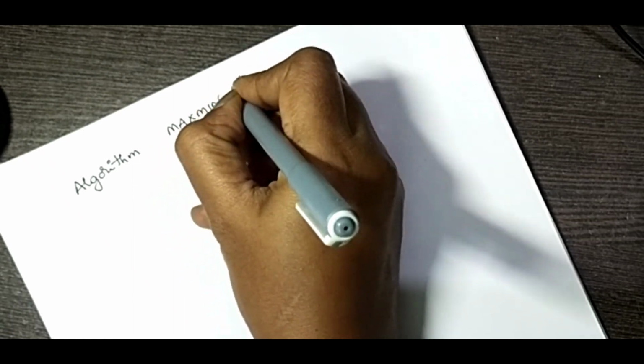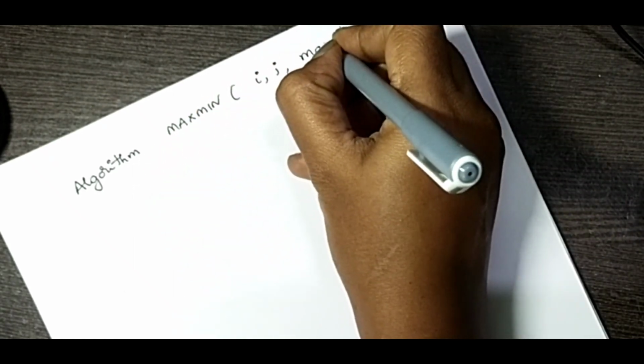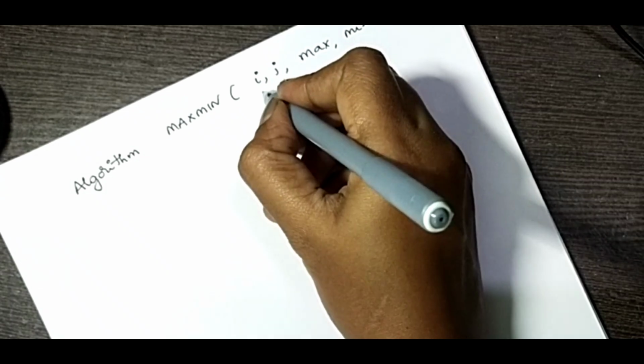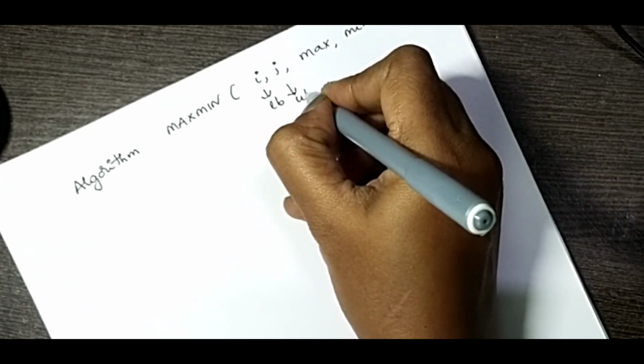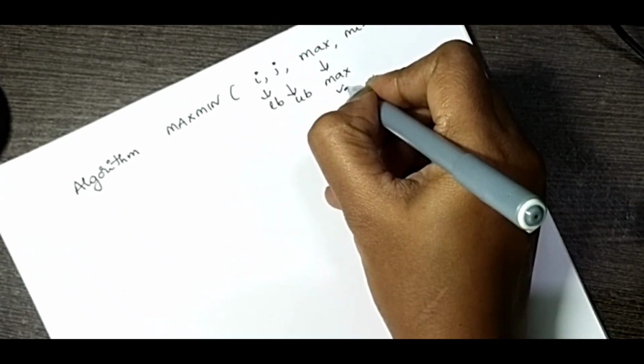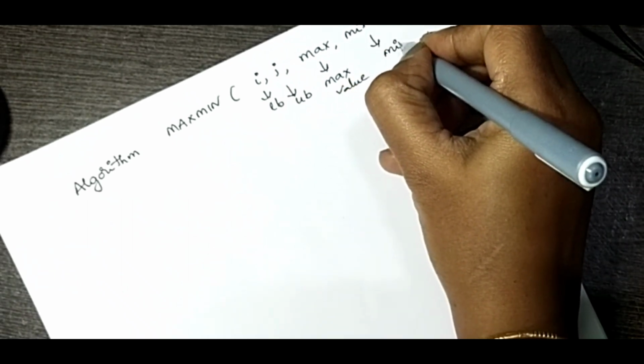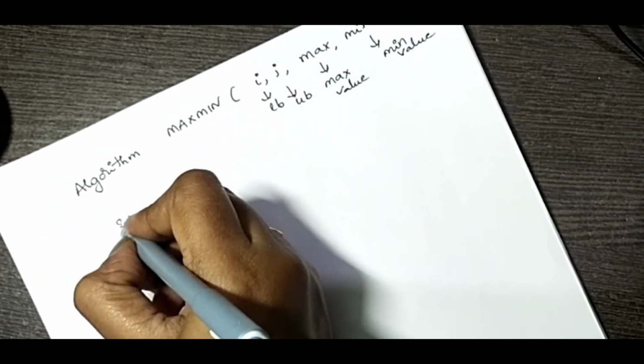Now let's write the algorithm for max and min. Algorithm MaxMin takes the arguments i, j, max and min. i is the lower bound, j is the upper bound, max is a variable containing the maximum value and min is the variable that is having the minimum value.